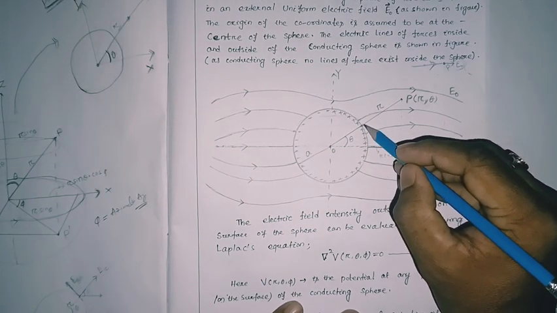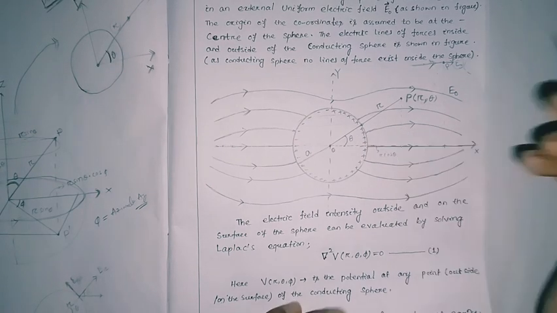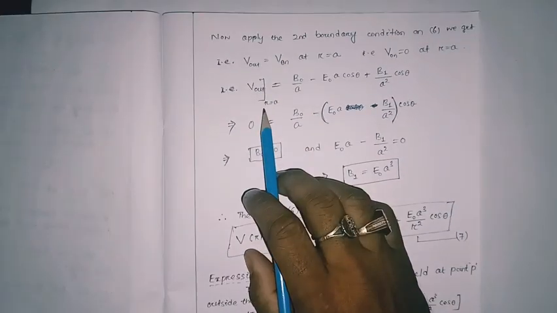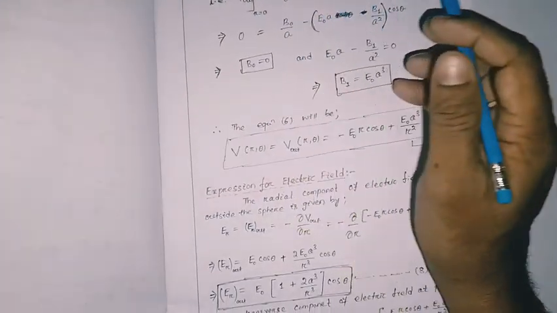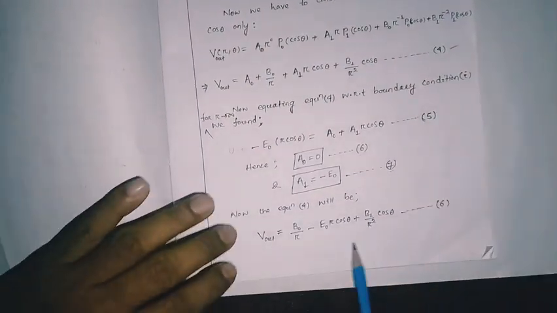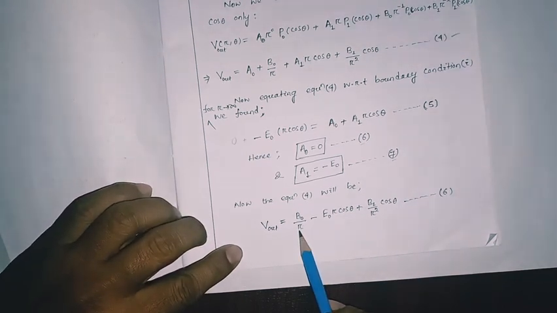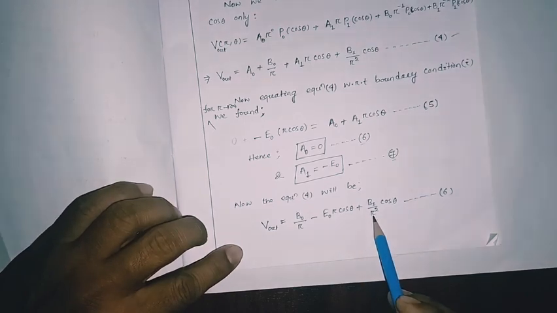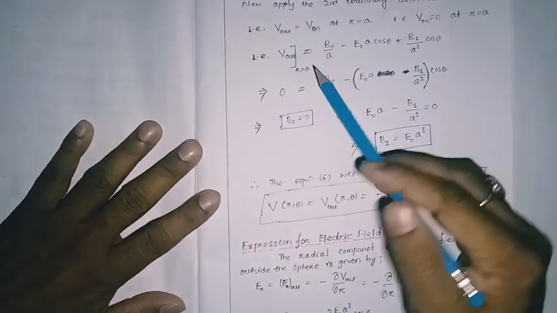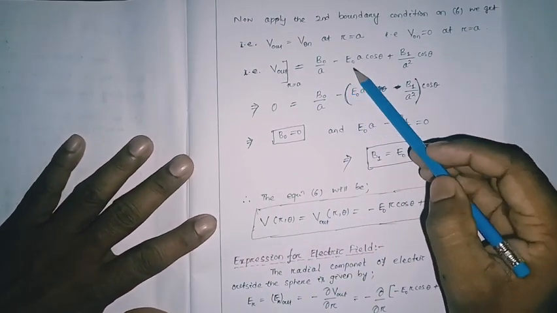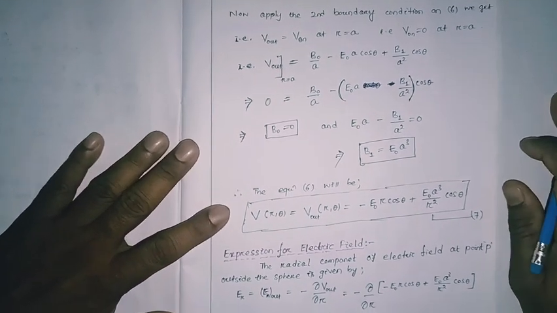On the surface, the point is supposed to be called just outside of this sphere. So for that we can write V out for r equal to a. If I apply equation number 6, then instead of r we have to write a, here also a. So V out for r equal to a will be B0 by a minus E0 a cos theta plus B1 by a square cos theta, right?